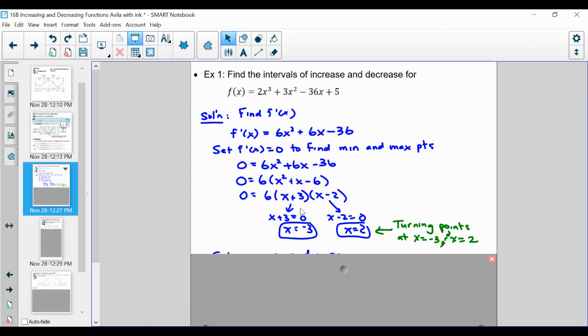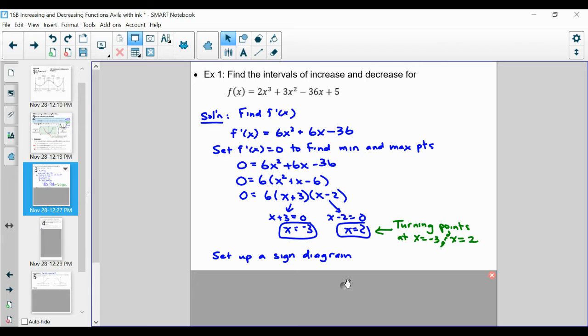So I set it equal to 0, and I find two turning points. When x is negative 3, the slope of the tangent is equal to 0, and when x is 2, the slope of the tangent is equal to 0. So now I know that something interesting is happening at those points.